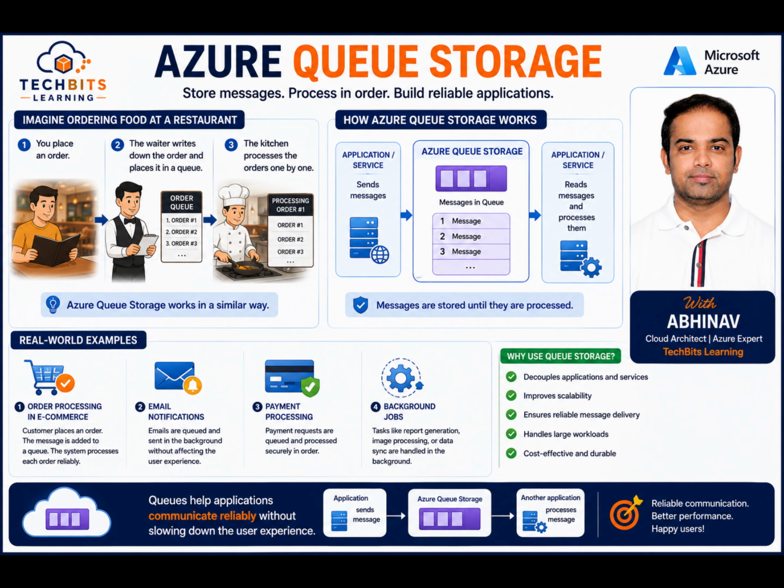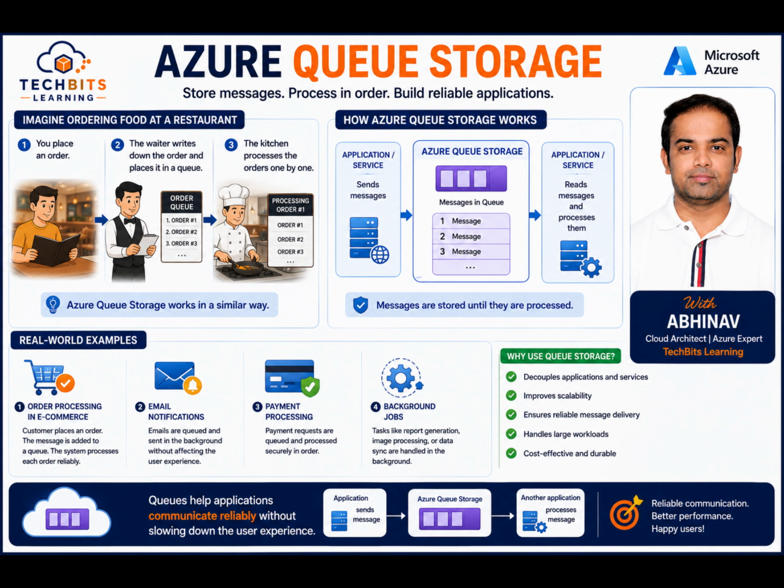Now next comes Azure Queue Storage. Imagine placing food orders at a restaurant. The waiter writes down each order and places it in a queue. The kitchen processes the orders one by one. Azure Queue Storage works in a similar way. Applications send messages to a queue. Another application reads those messages and processes them. Real world examples: order processing in e-commerce, email notifications, payment processing, and background jobs. Queues help applications communicate reliably without slowing down the user experience.